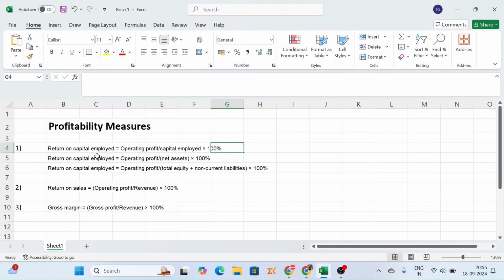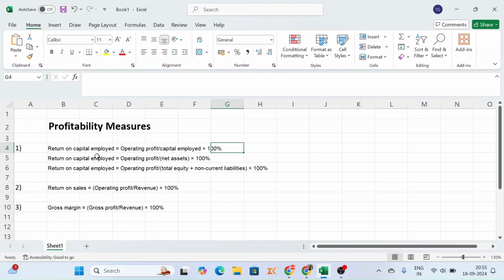So this ratio can also be known as the profit margin. So return on sales, profit margin, same thing. Moving to the next ratio, gross margin. Here you take the gross profit and calculate as a percentage of revenue. So here you are comparing how much gross profit you are making as a percentage of the sales revenue.